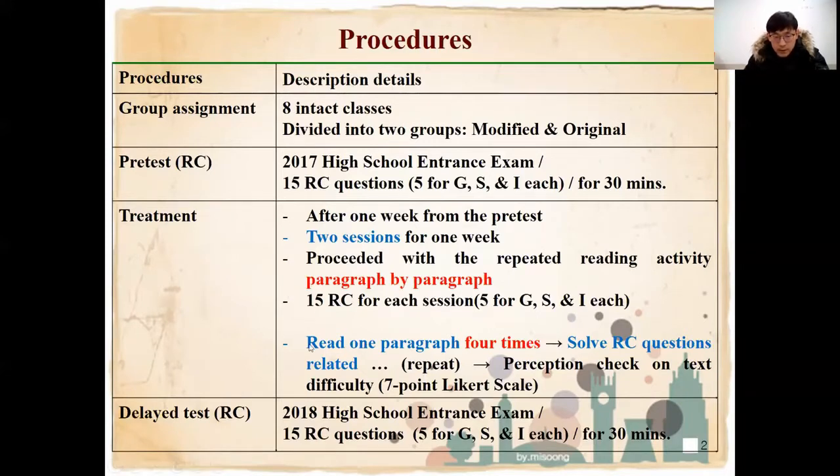So here are the more specific procedures. Read 1 paragraph, not the whole passage or text, 4 times. And then students solve the related reading comprehension questions, and again and again. Finally, they check their perceived text difficulty on a 7-point Likert scale. The 2018 high school entrance exam was used for the delayed test. It also consists of 15 reading comprehension questions, 5 are general, specific, inferential each, and it was administered for about half an hour.